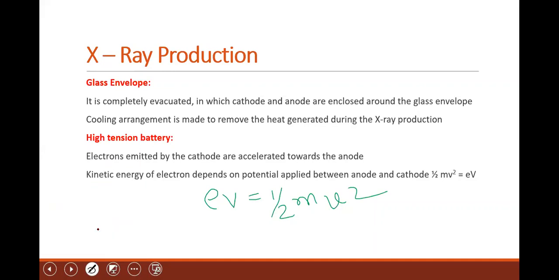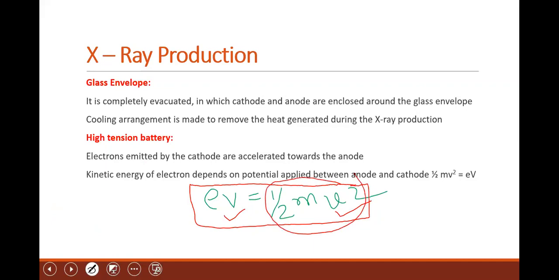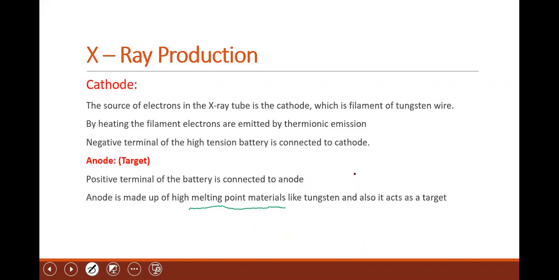Here you see, E is the electron charge and V is the voltage. If the voltage is more, then the electrons get more and more energy, which converts into kinetic energy. That is, the energy of the electrons depends upon the voltage. If the voltage is more, then the velocity of the electron is also more, and the kinetic energy is also more.